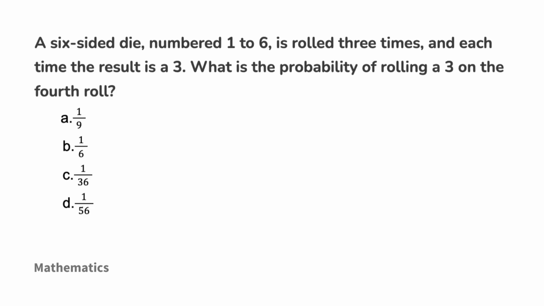Moving on, a 6-sided die numbered 1 through 6 is rolled 3 times, and each time the result is a 3. What is the probability of rolling a 3 on the 4th roll? Pause the video, check your understanding and ability to answer, and come back for the solution.